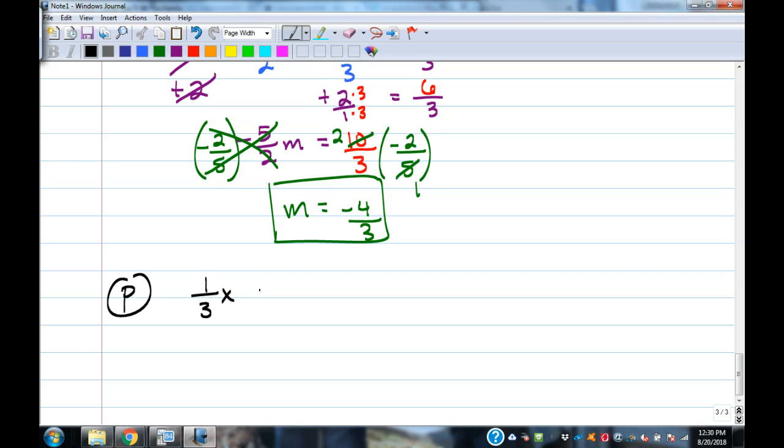1/3 x plus 2 equals 22/9. First step. -2, because they're adding 2. So the opposite of that would be subtract 2. I'm going to make it 2/1 on the side with a fraction on it.